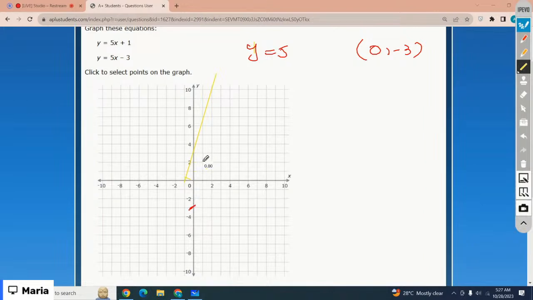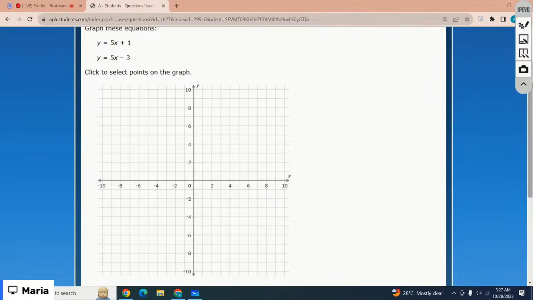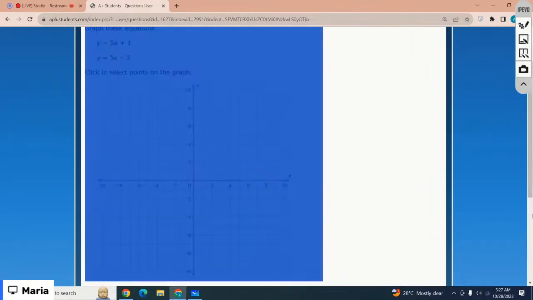It would be here. I think that is just two parallel lines, right? They have same slope but different y-intercept, so the system has no solution. Got it?